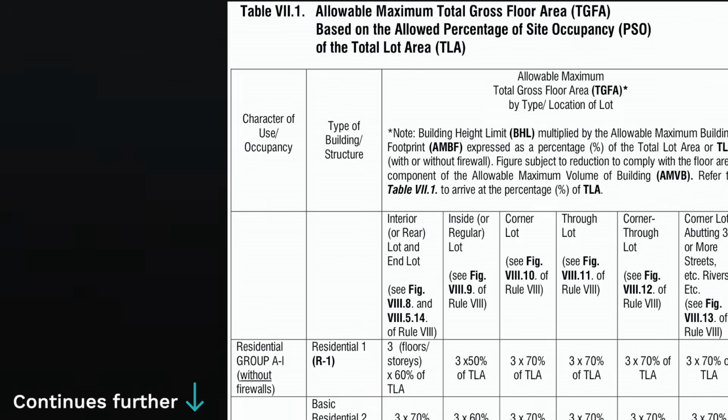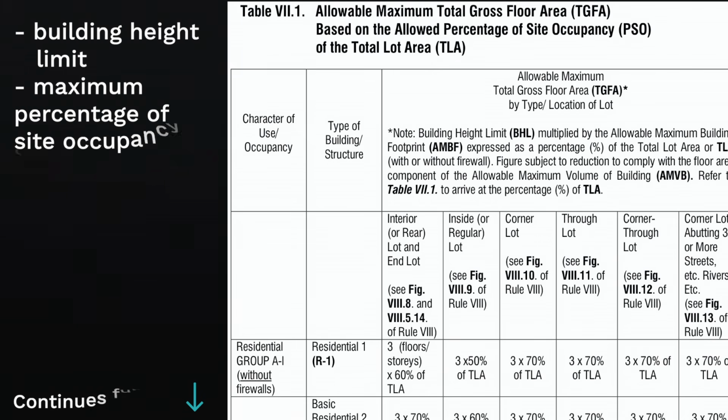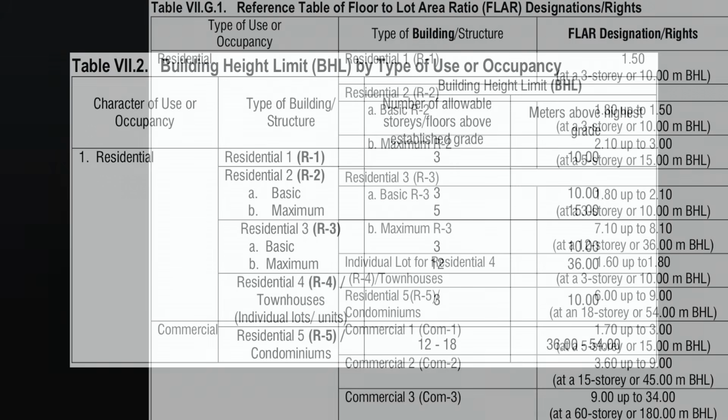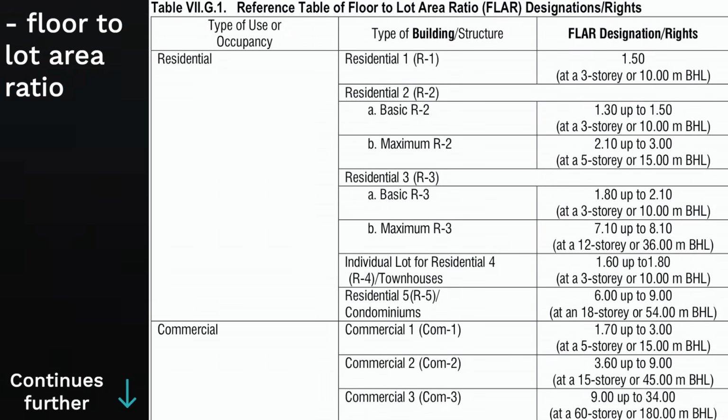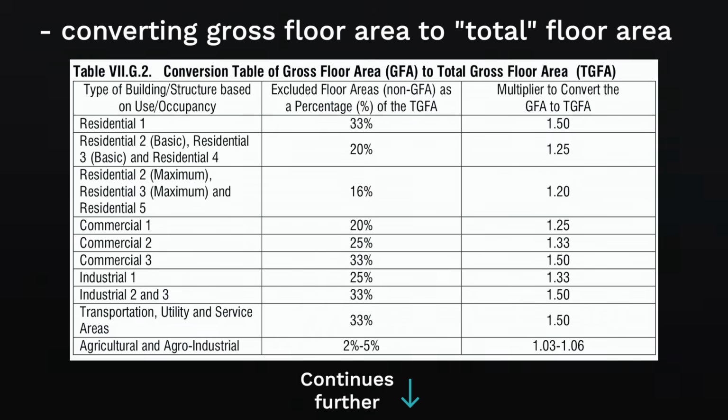You can use Table 7.1 to find the building height limit, the maximum percentage of site occupancy when finding for the total gross floor area. You may also use the Table 7.2 to look for the value of the building height limit. Table 7G.1 is used to find the floor to lot area ratio, while you can use the values on Table 7G.2 when converting gross floor area to total gross floor area.